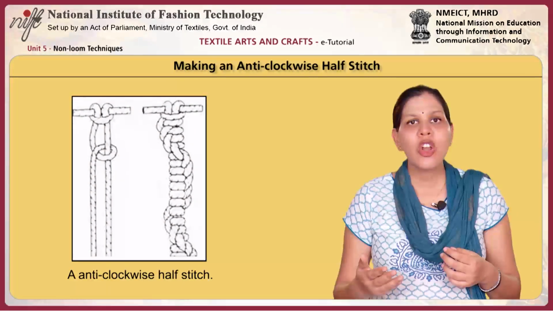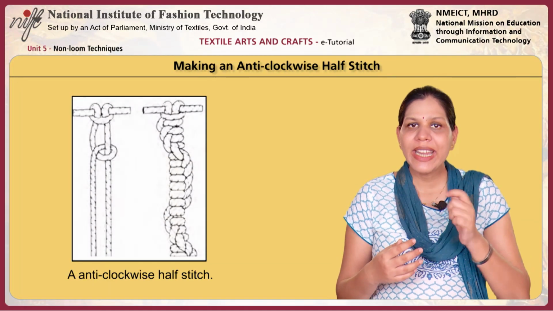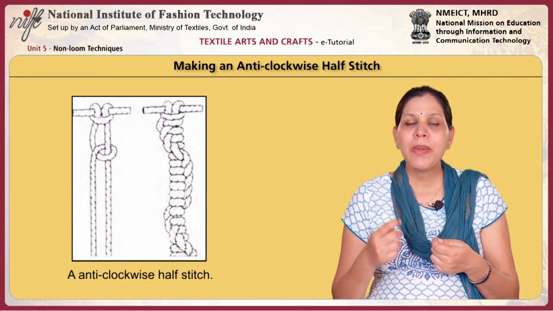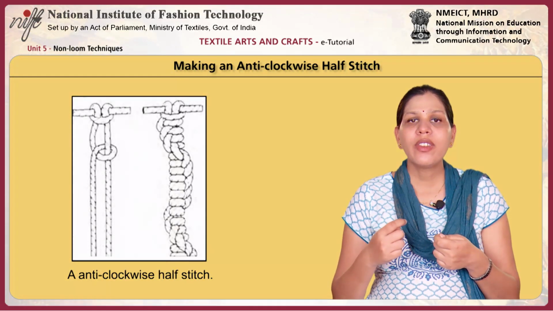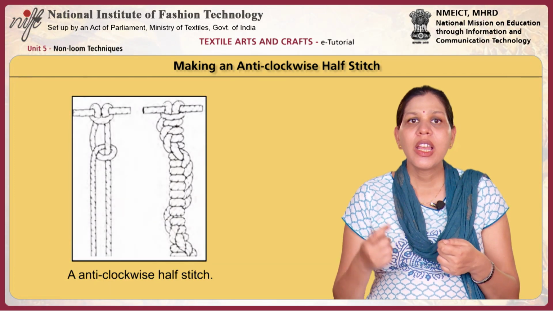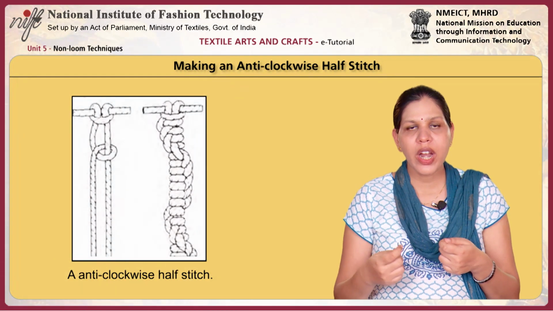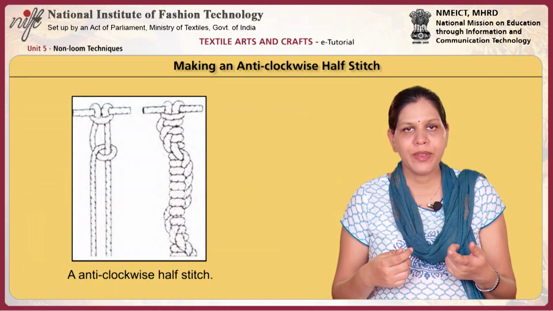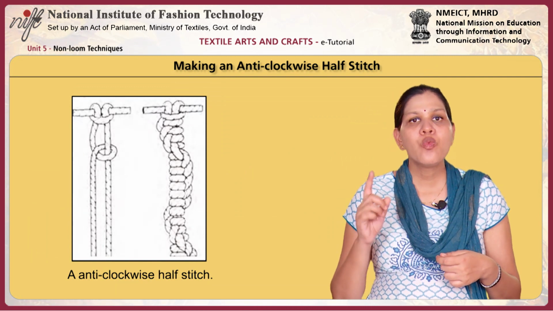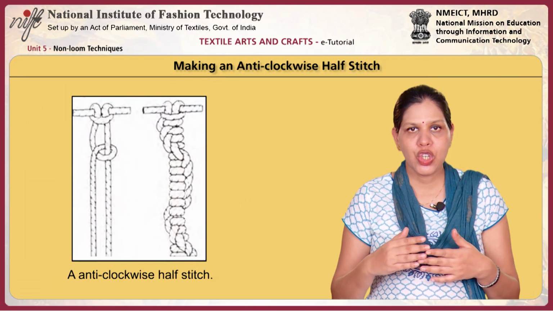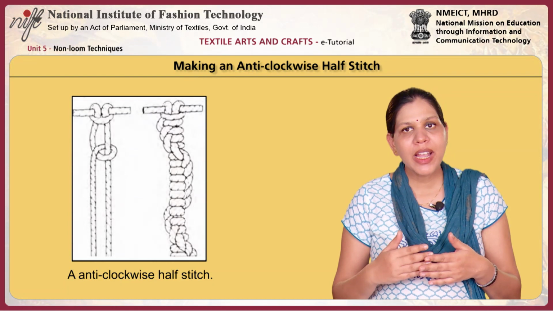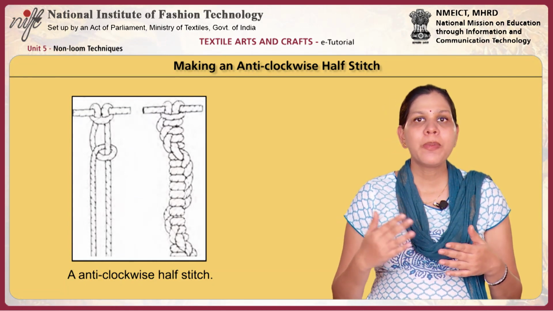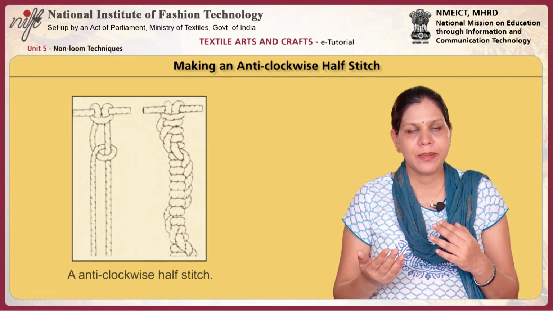To make an anti-clockwise half hitch, use the right hand thread as a core and, keeping it taut, knot the left hand thread over it, behind and through to the front between the core and itself. This forms one anti-clockwise half hitch. This process can be continued to form a spiral that twists to the right.